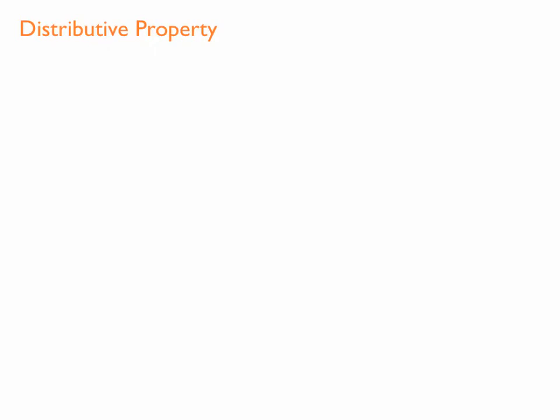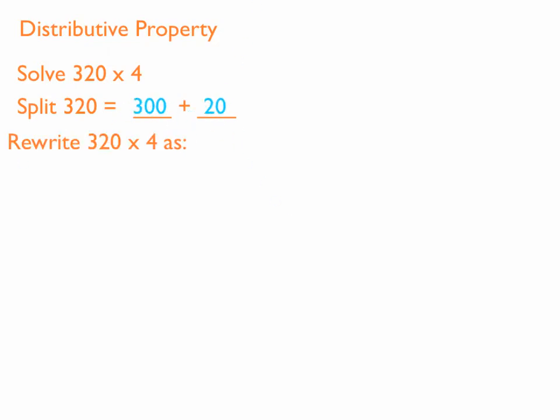I'm going to go ahead and do the distributive property again. Let's go ahead and do 320 times 4. So again, I'm going to split 320 into two parts that are a little bit easier to deal with. So in this case, I'll do 300 plus 20, and I'm going to rewrite that again as something in parentheses times 4. So it makes it a little bit easier to multiply. Using my distributive property, I can multiply each of these by 4. So it's going to be 300 times 4 and 20 times 4.